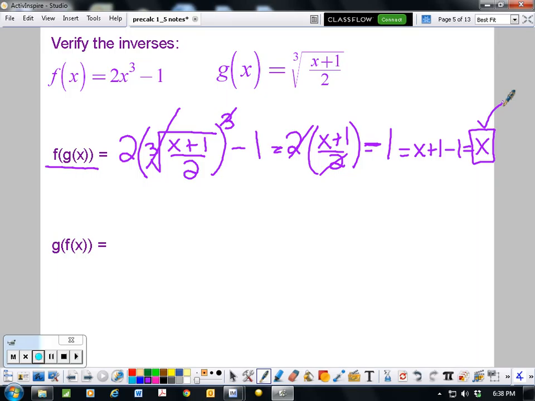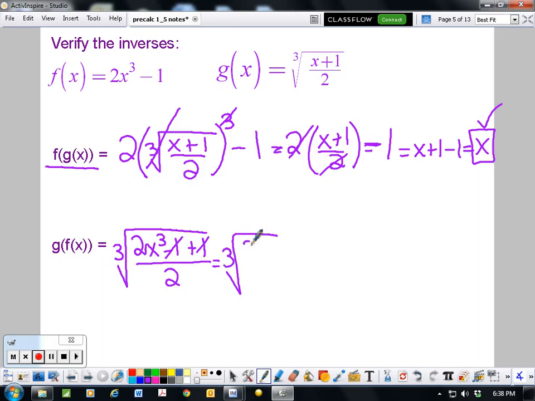So now we're going to do the composition the other way. So now I'm going to have that cube root and in that x spot, we're going to put 2x to the third minus 1. And then I continue on with the function. So now inside of that cube root, the 1's are going to cancel out. So now we have the cube root of 2x to the third over 2. The 2's cancel out, giving me the cube root of x cubed, which those cancel each other out, leaving us with x.